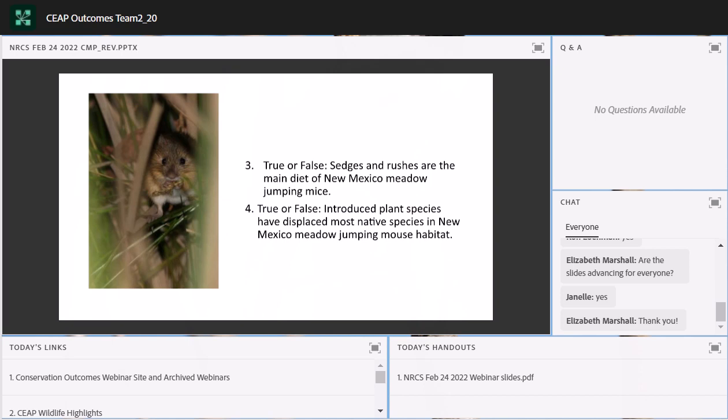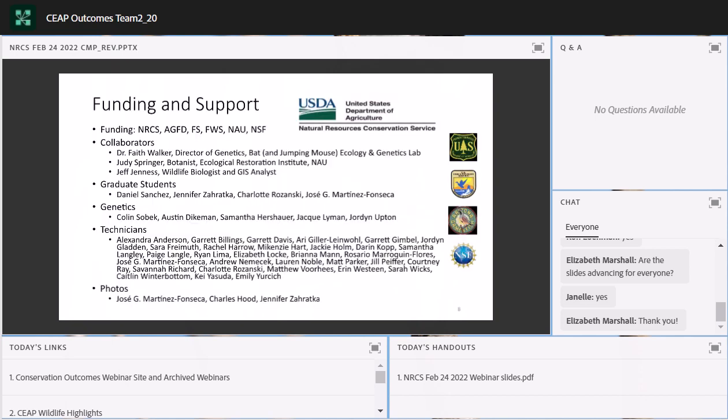Sedges and rushes are the main diet for jumping mice in the Southwest, and introduced plant species have displaced most native species in New Mexico meadow jumping mouse habitat. True or false? And I will come back to these in a little bit.